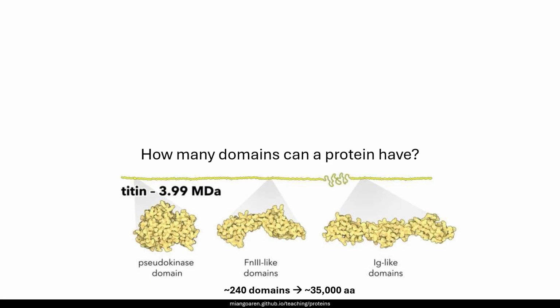We have to be able to move all of our skeletal muscle, and titin is composed of approximately 240 domains of the pseudokinase, FN3 or Ig-like type, which in this case form a protein of up to 35,000 amino acids in total. And if you're wondering, is this the largest protein we know of?